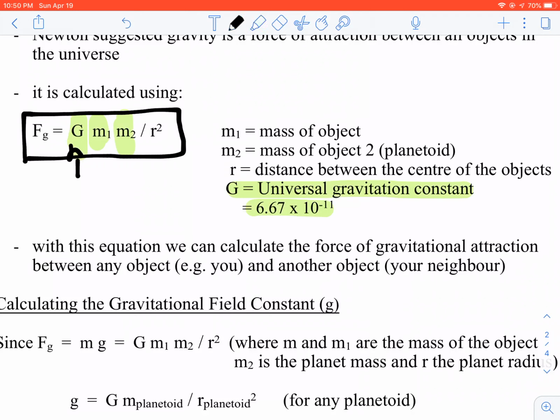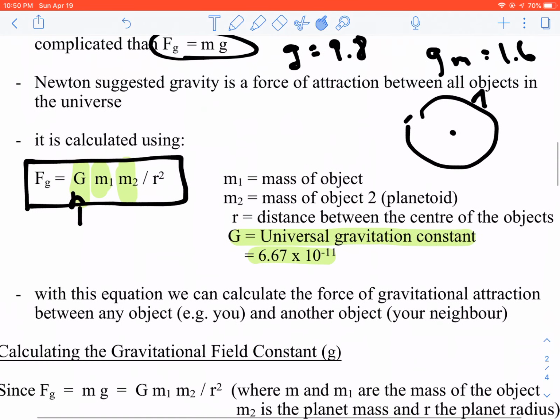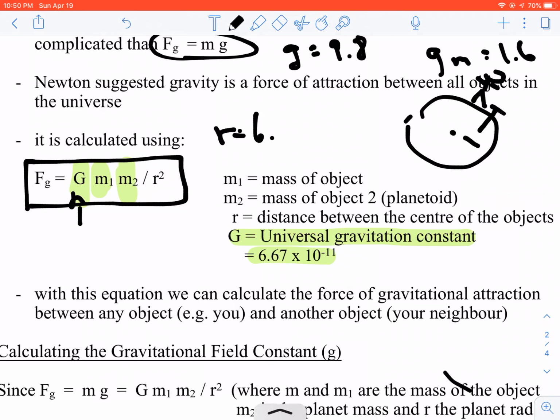And again, if this is the Earth, and this is the center of the Earth, and this is you, here in Hamilton, and how far you are to the center of the Earth, well, this radius between here and you is 6.38 times 10 to the power of 6 meters, if I remember correctly. Let me look at my formula sheet. Yeah, 6.38 times 10 to the 6 meters.